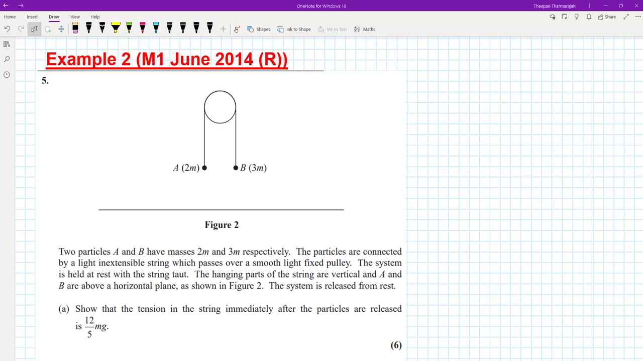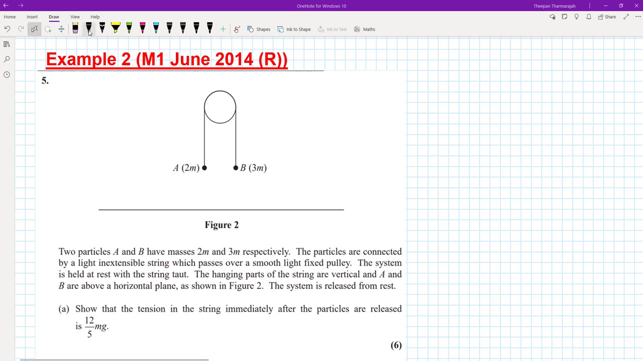Okay, welcome back. So we've got two particles A and B of masses 2m and 3m respectively. The particles are connected by a light inextensible string which passes over a smooth light fixed pulley. The system is held at rest with the string taut. The hanging parts of the string are vertical, and A and B are above the horizontal plane, as shown in figure 2. The system is released from rest. Show that the tension in the string immediately after the particles are released is 12/5 mg.